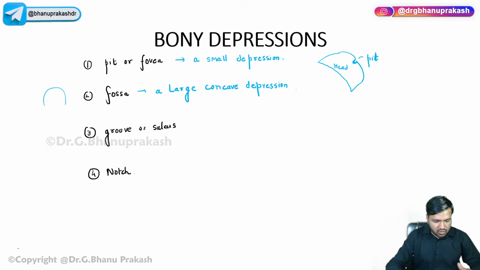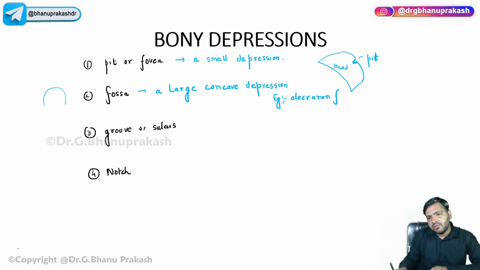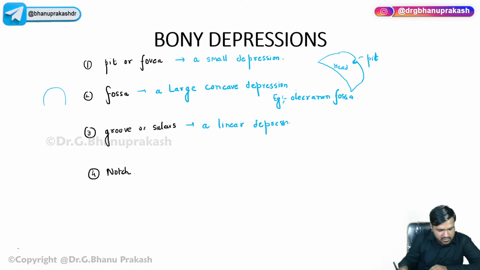Now, coming on to the groove or sulcus. For the large concave depression, you can write that it is the olecranon fossa. Olecranon bursitis, yes, we'll discuss the bursa also today, no need to worry. A groove or sulcus is a linear depression.